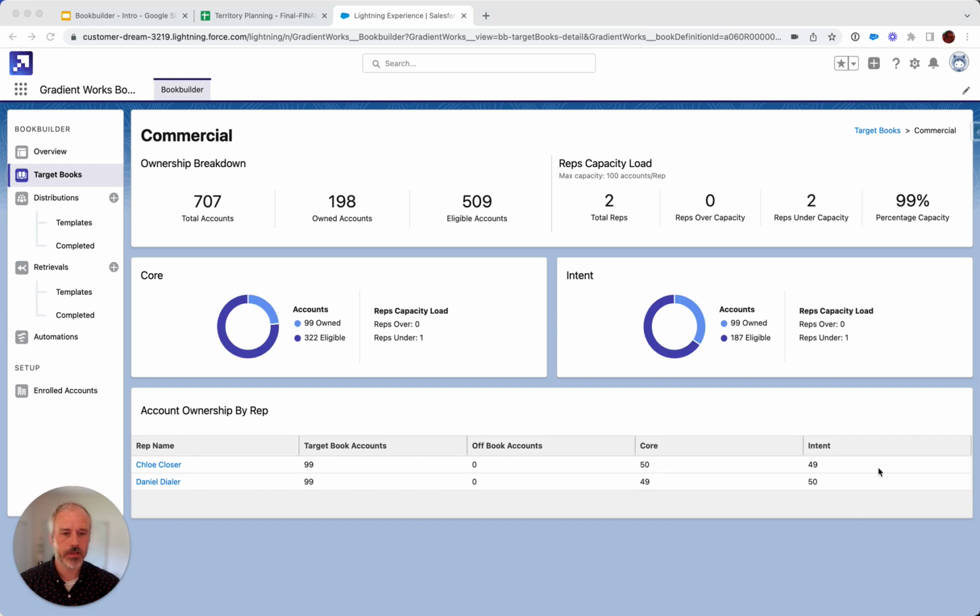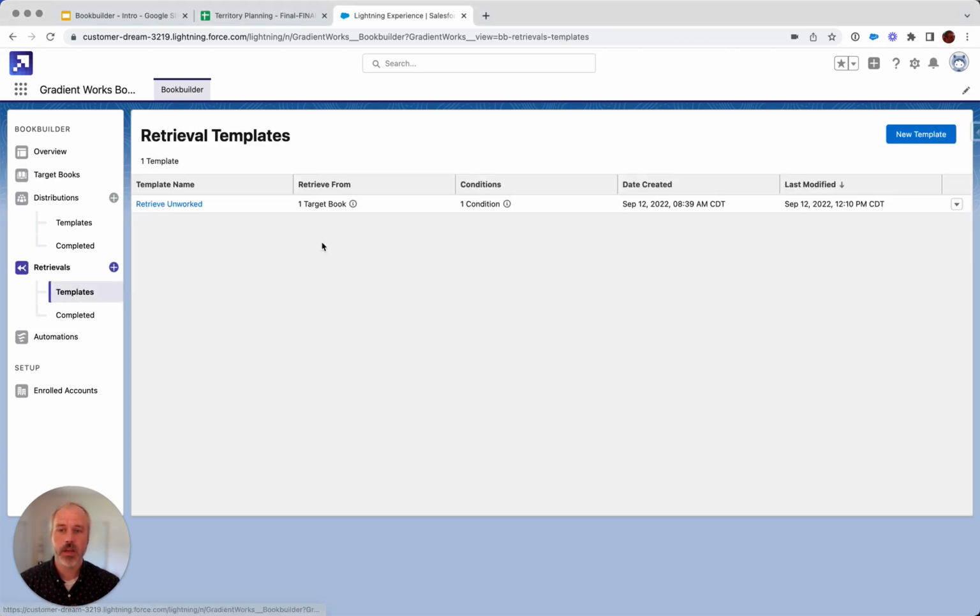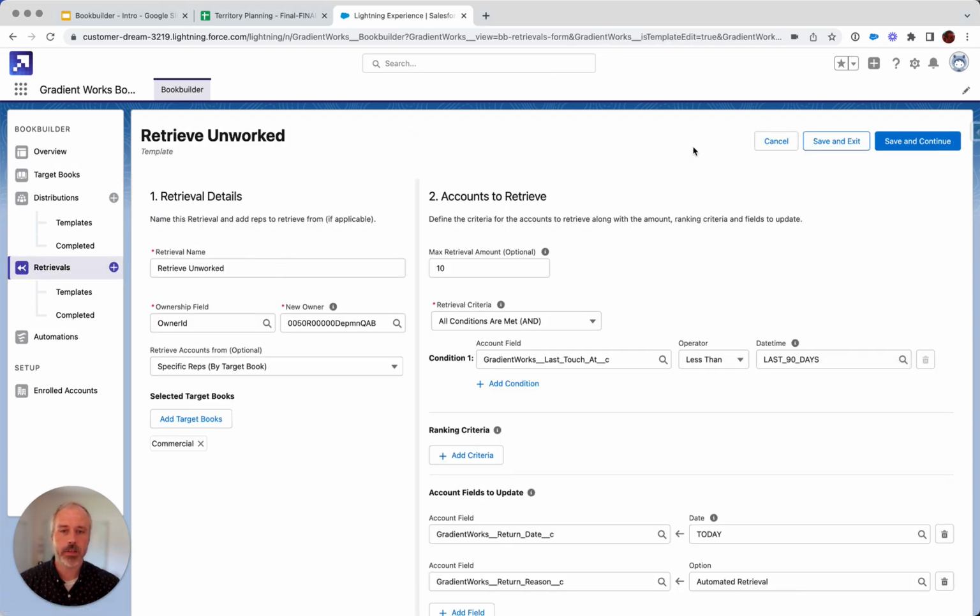It looks like they've taken a few things out. But he knows that one of the big things that they've set up as part of their ROE for dynamic books is that reps need to make sure that they're reaching out to accounts or they're going to lose them and they'll be eligible for redistribution. So Ron's going to go ahead and go into this retrieval template that he's set up to retrieve accounts that haven't been worked recently so that they can be redistributed.